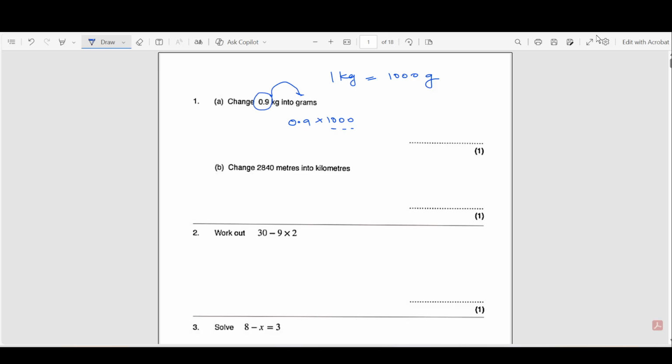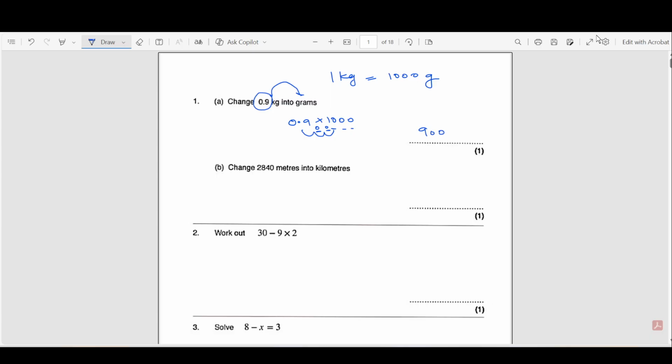Why right? Because we are multiplying. If we divide, we move the decimal towards left. So we move three places, one, two, three. As you can see, there are no digits after 9. So to fill it, we will put zeros. So the answer is going to be 900.